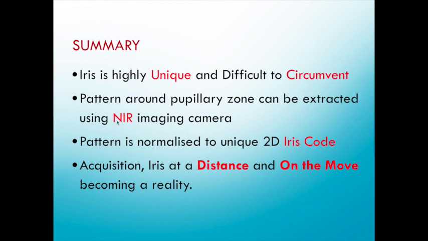The pattern around the pupillary zone is best extracted using an infrared imaging camera in order to see the data a little bit more clearly than you would with visible light. But once it's extracted, it can be normalized into a unique two-dimensional iris code. The normalization process will stretch it into a standardized two-dimensional rectangular image so that everybody's iris has been stretched into this particular shape. So for example, whatever stage of dilation your iris was at when it was taken, it's normalized to a particular size, or stretched out as if it was unfolded.